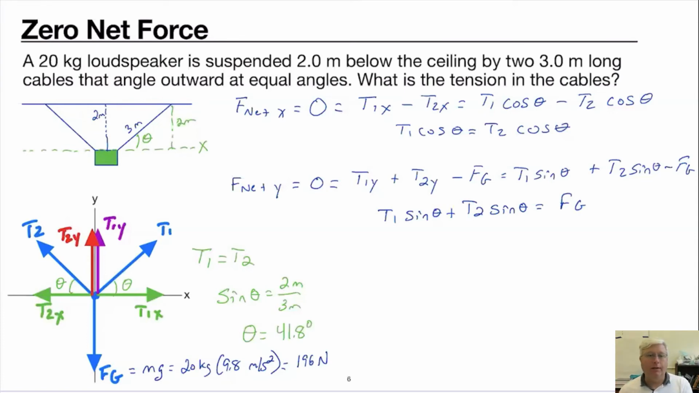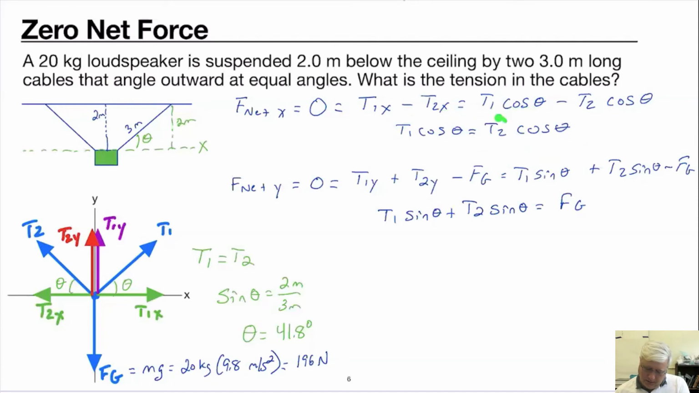Okay, so now we have an angle of what that angle is. That should help us. So now what are we looking for? Well, we want to know the tension in the cables. We said T1 and T2 are going to be the same, so if we figure out what one of them is, then we know what the other one is. And so let's see, what do we have here? This one has both T1 and T2 in it.